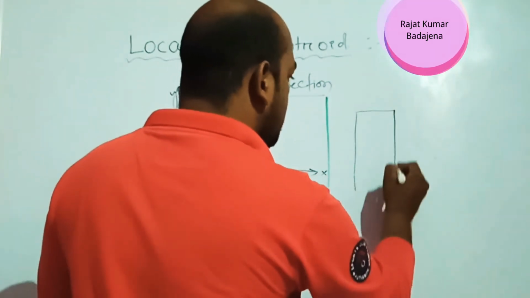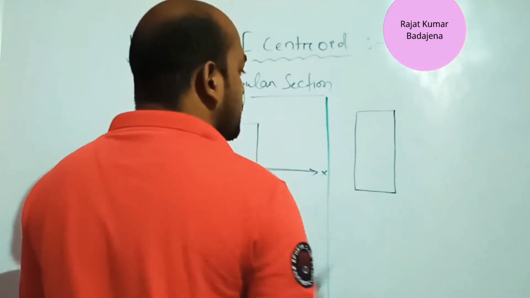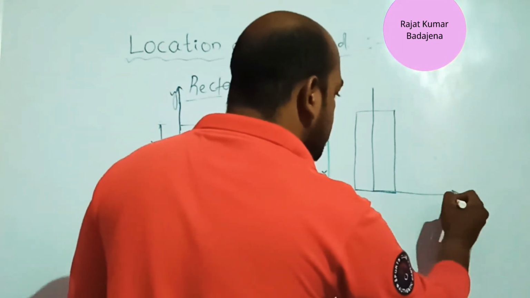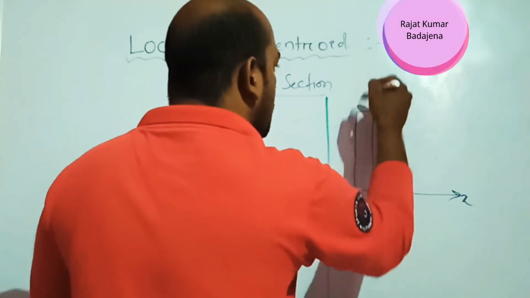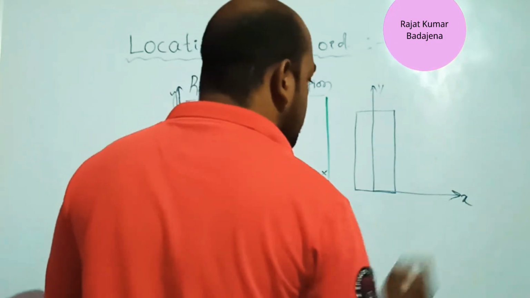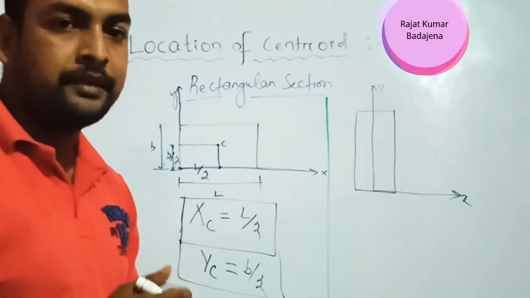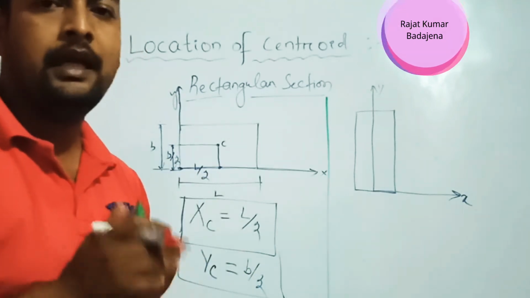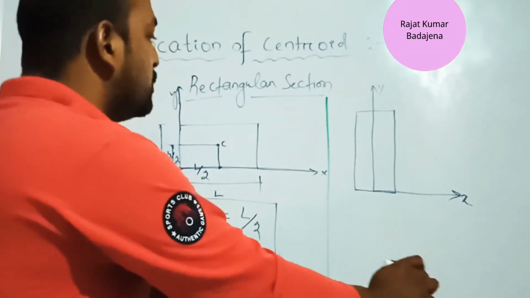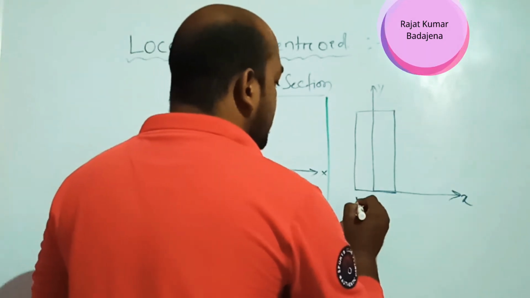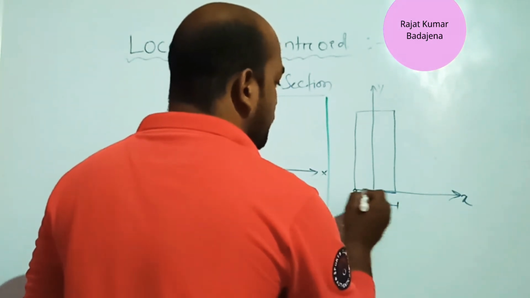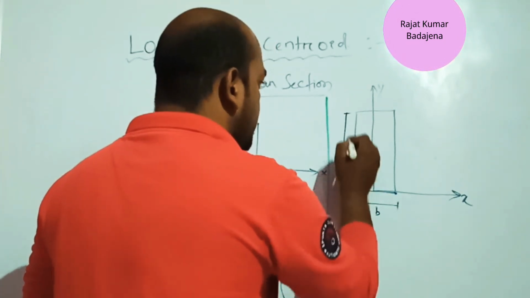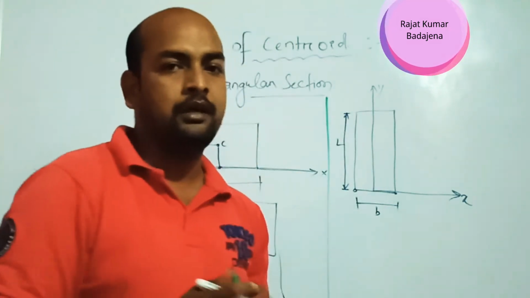Okay, so next we will take a vertical section like that. So this is the rectangle section, vertical section. Okay, so this is the y axis and this is the x axis. Okay, so this is the y axis line, this is the x axis line. Okay, so here what happened and how to determine the location of the centroid about its x axis and its y axis? So here the breadth is what? Breadth is B. So this point to this point distance is B. And this point to this point distance is what? You can take L. Okay, L is nothing but the length.